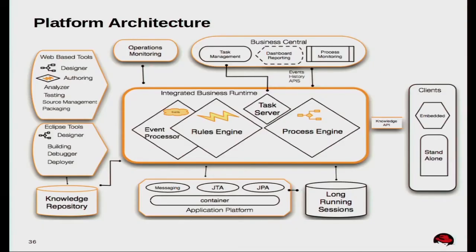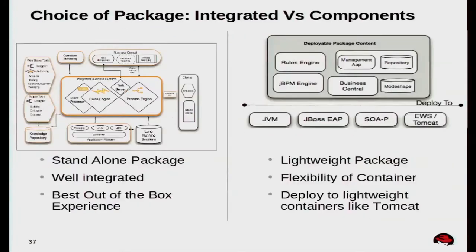All right, from a platform architecture standpoint, we kind of covered most of this. You have two versions of tools: the web-based tools and the Eclipse tools. Both of those tie into the repository. You have your operation monitoring. We talked about this. Business Central, I did touch on that earlier. This is the web application that allows you to do the human interaction. We give you an example of how it could work; you can use it or you can write your own. And in the middle here, you have all the stuff that makes the rules runtime work.